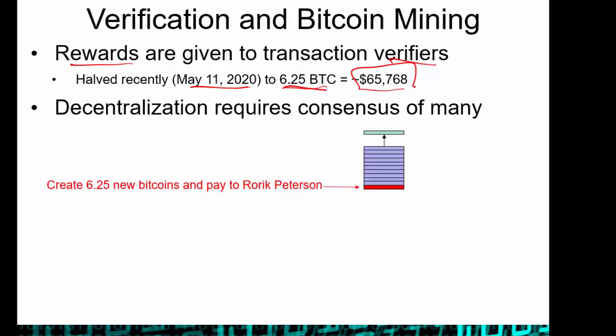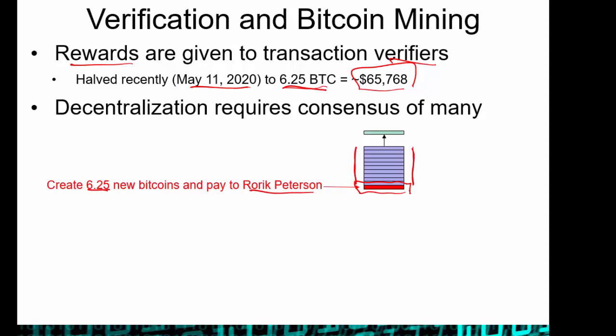So the way this is done is, if you want to be what's called a Bitcoin miner, someone that's going to verify them, you take a whole bunch of transactions that are being broadcast on the network. Those are the purple ones. And then you create this special transaction that just creates Bitcoin out of nothing. It says that essentially Roy Peterson's going to get 6.25 Bitcoins.